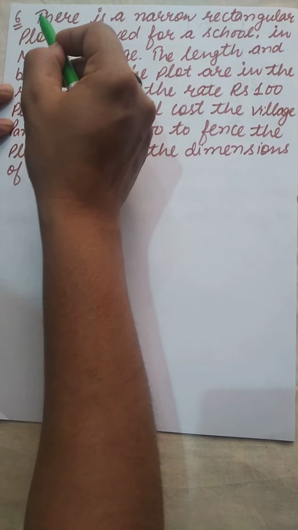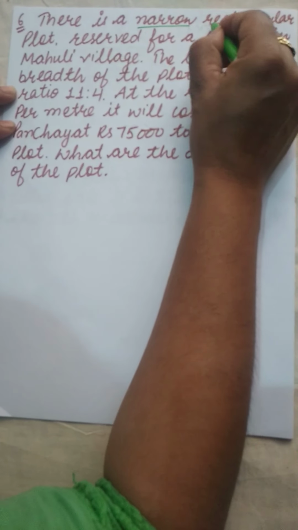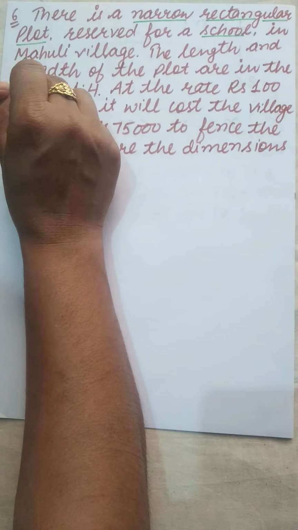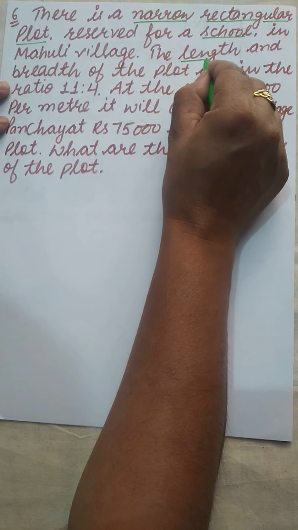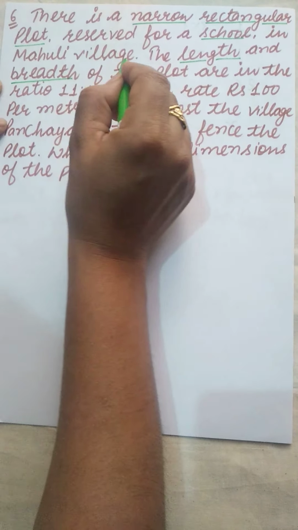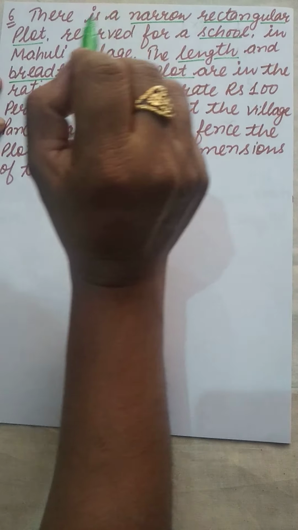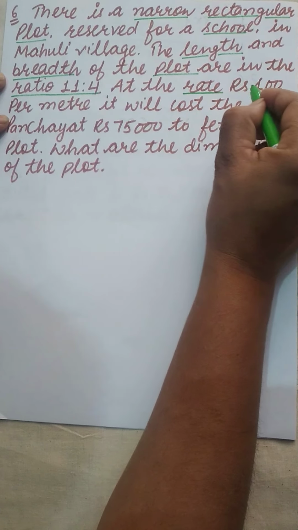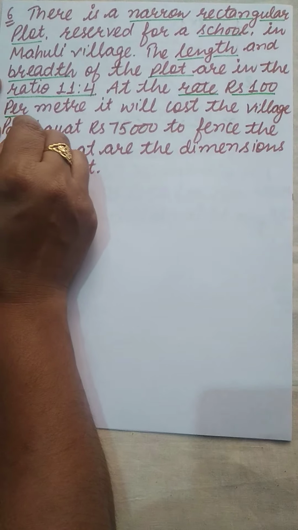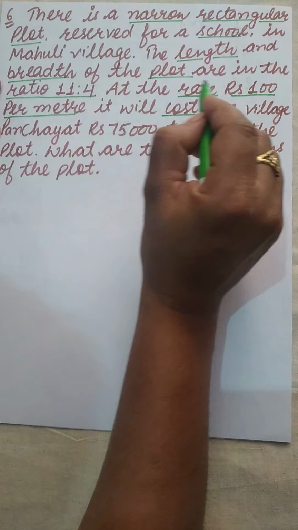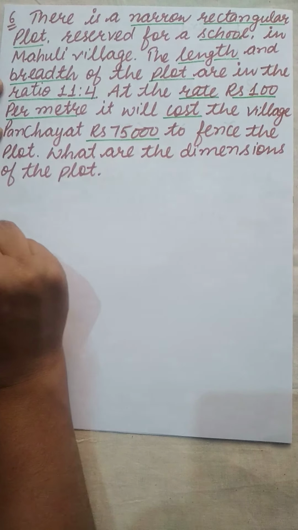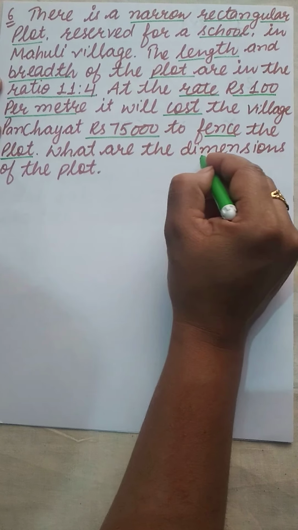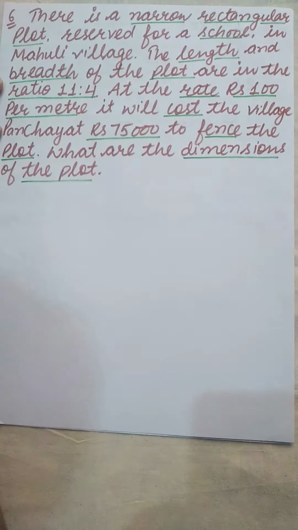Question number 6. There is a narrow rectangular plot reserved for a school in Molly village. The length and breadth of the plot are in the ratio 11:4. At the rate of rupees 100 per meter, it will cost the village panchayat rupees 75,000 to fence the plot. What are the dimensions of the plot?